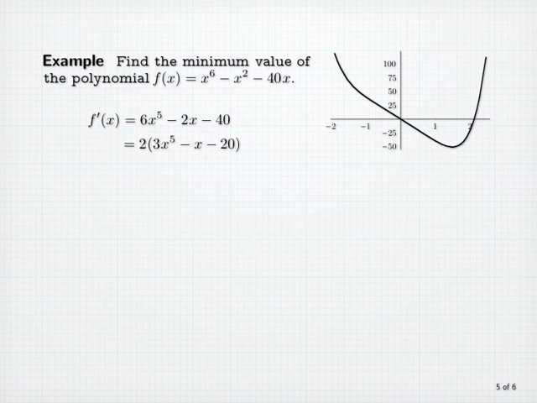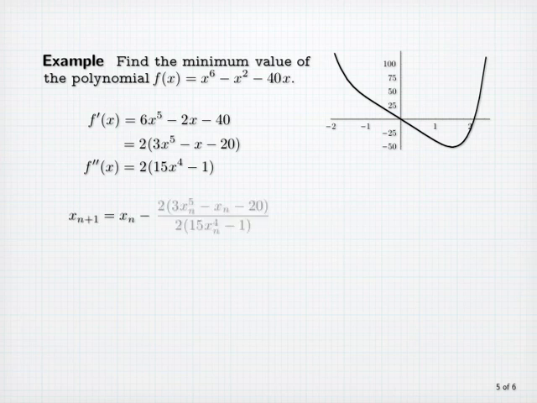Now, to use Newton's method to find a root of f prime, we need to calculate f double prime. That turns out to be 2 times 15x to the fourth minus 1. And so the Newton's method formula for finding a root of f prime is xn plus 1 equals xn minus f prime of xn divided by f double prime of xn. And notice that we can dispense with the factors of 2 in the numerator and denominator. So now we're ready to do the calculation.